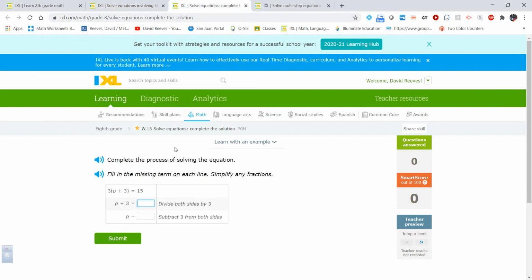All right, so the next skill I'm going to look at is actually skill number W13, solving equations, completing the solution.